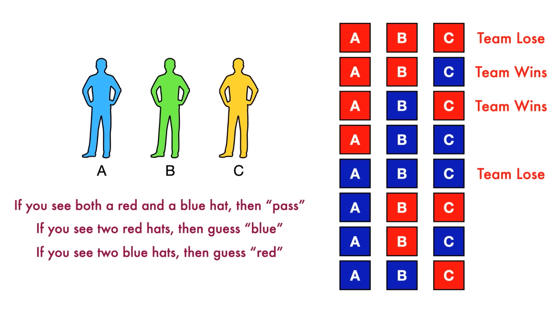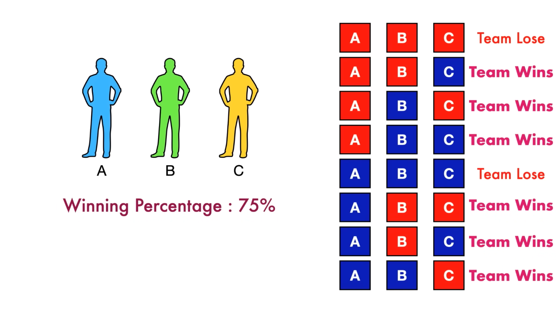So the group wins in 6 of 8 possible outcomes, a whopping 75% chance. So if you follow this strategy, there is a 75% chance of winning the game. This is a little complex puzzle, requiring a solid strategy in order to solve this problem.